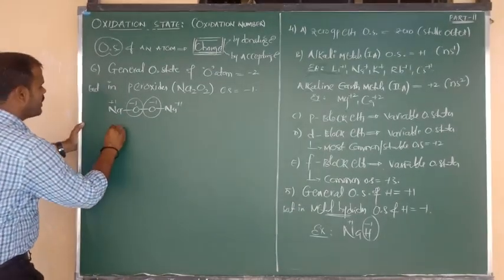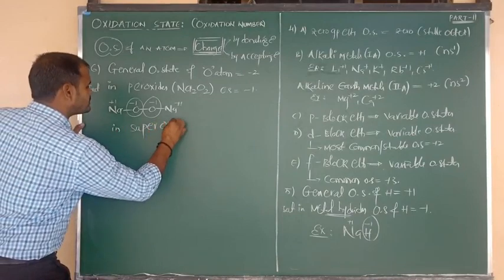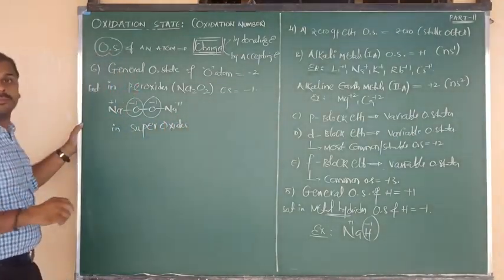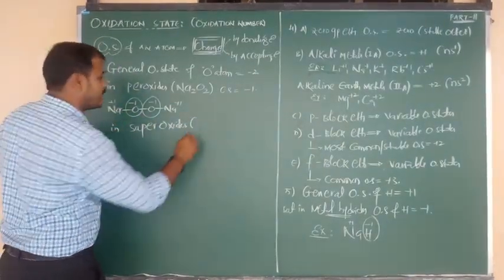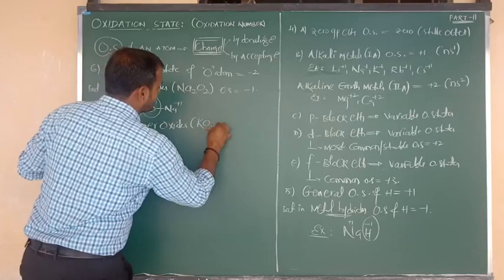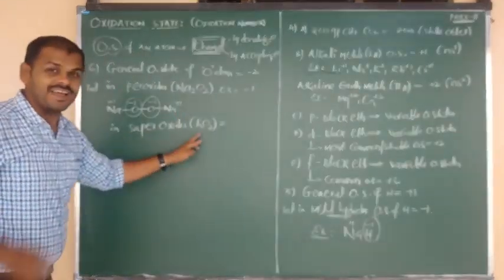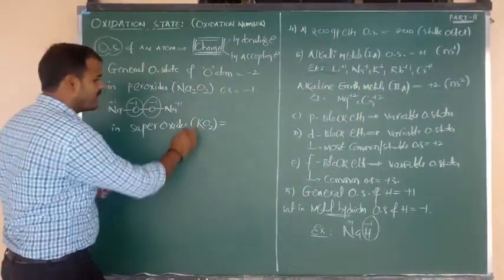Next one is one more compound I am going to show you. In superoxides, one superoxide formula I am going to tell you. Suppose potassium superoxide. Potassium superoxide formula is KO2. Again, potassium is first group. Potassium charge is what? +1.